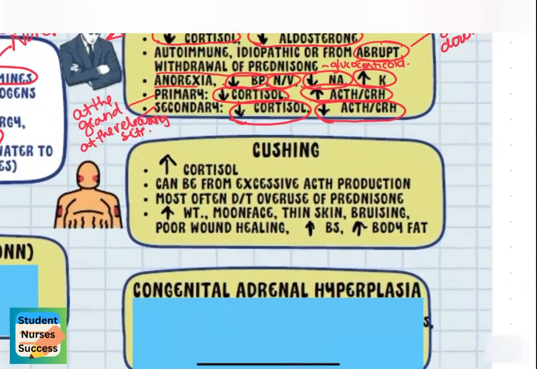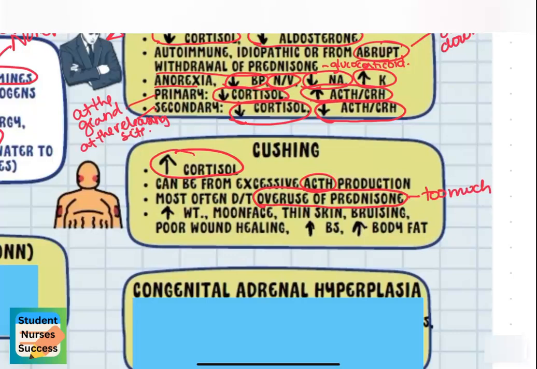Let's talk about Cushing's syndrome. Cushing's syndrome is the opposite. In Cushing's, we have too much cortisol. It can be from excessive ACTH production. Maybe the pituitary is making too much ACTH, which is making the adrenal glands continue to produce cortisol. But often it is due to the overuse of prednisone. Now, up above, we talked about Addison's being the abrupt withdrawal of prednisone. In Cushing's, we often see it caused by the overuse of prednisone, or taking too much prednisone.